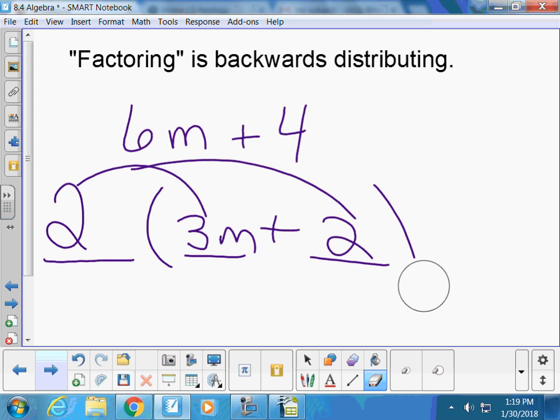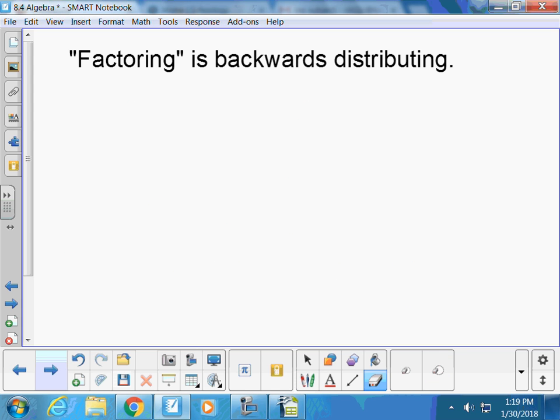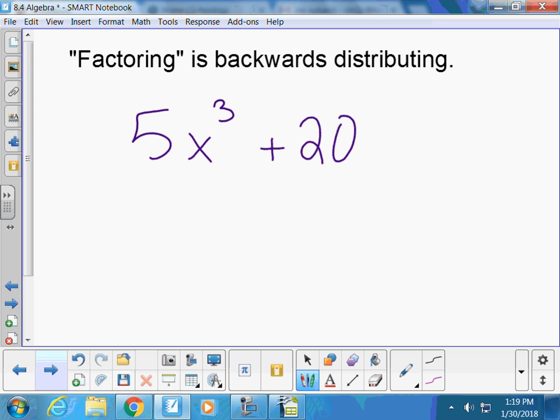I'm going to erase this. We're going to try another one. We'll make it a little bit harder with the variables. 5x to the third plus 20x squared. That's a good one. So we're going to pull out front a common monomial and think about what we have left behind.